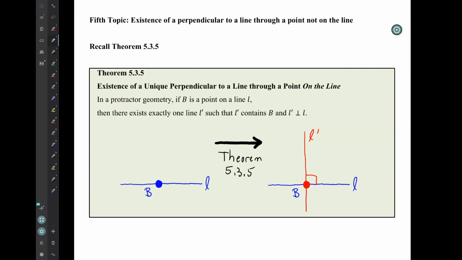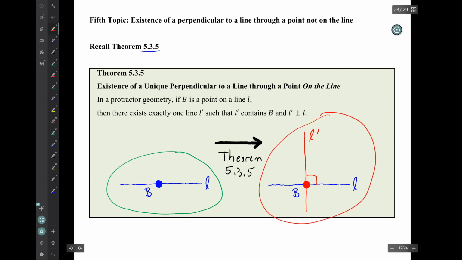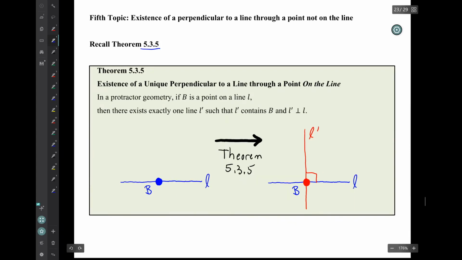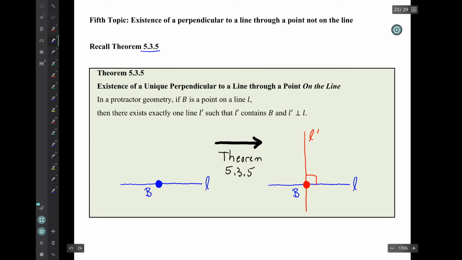The fifth topic is the existence of a perpendicular to a line through a point not on the line. So recall an earlier theorem, 5.3.5. It said that in a protractor geometry, if B is a point on line L, then there exists exactly one line L prime such that L prime contains point B and L prime is perpendicular to L. Now notice that that theorem is a theorem of a protractor geometry. That's true for any protractor geometry.